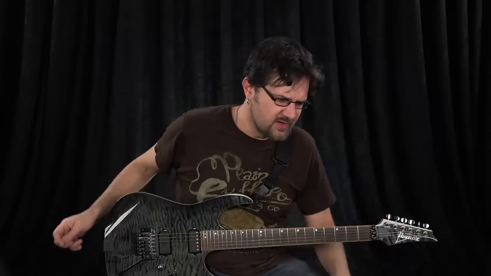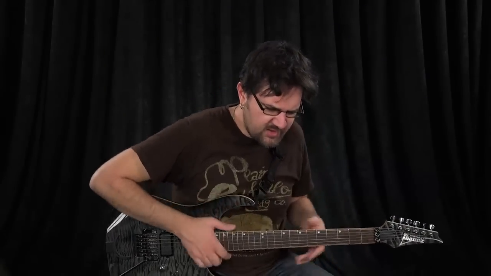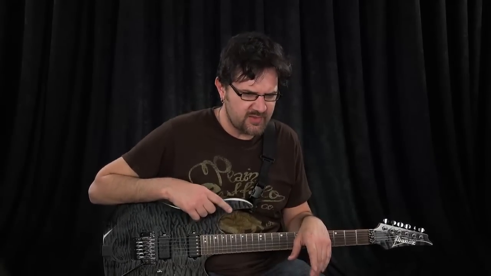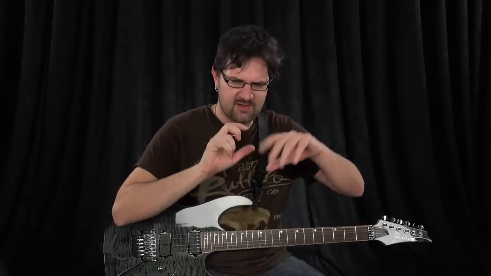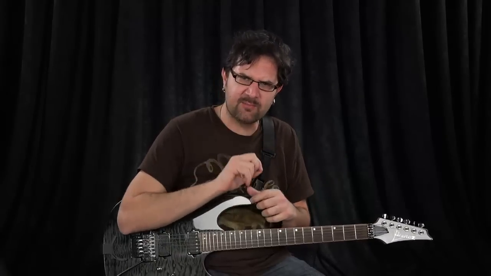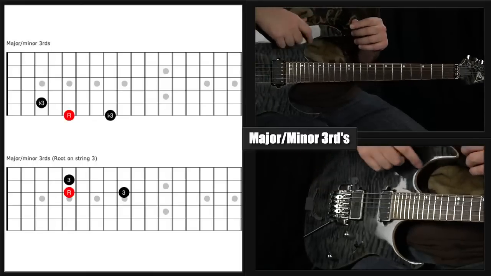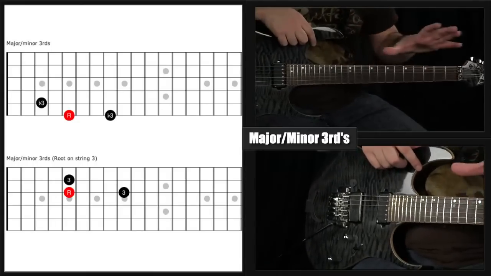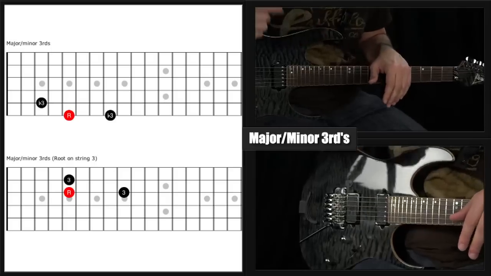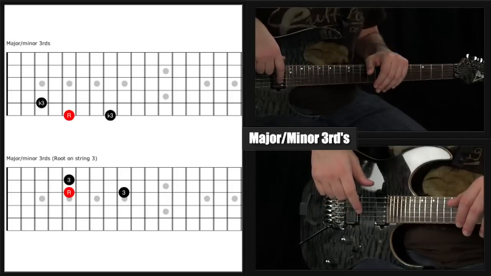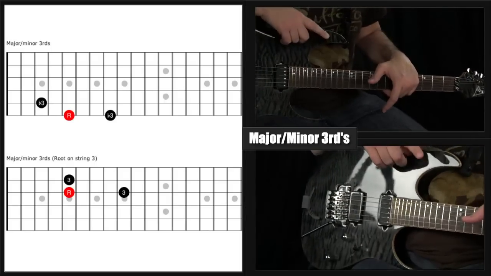So let me show you on this. I'm going to show you on the screen a chart with those intervals: major interval, minor interval, and you're going to see two diagrams there. We're going to talk a little bit about those. Those diagrams are movable, so you can play those anywhere you want on your fretboard. But we're going to take a look at the top one here.